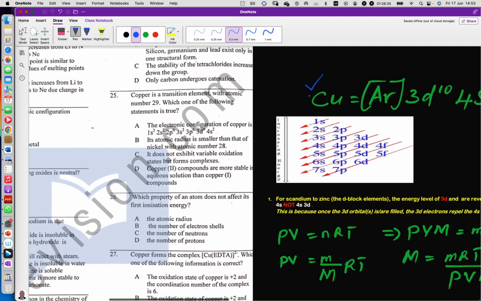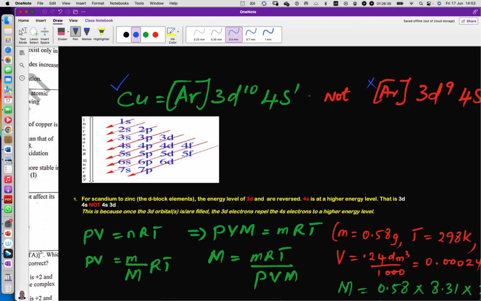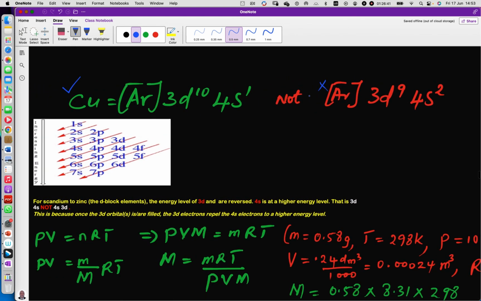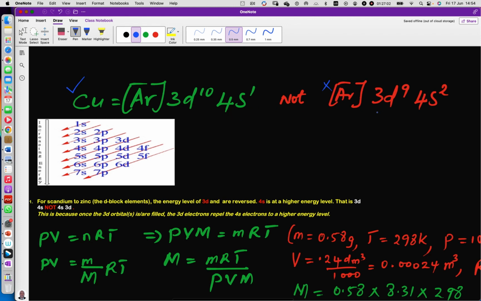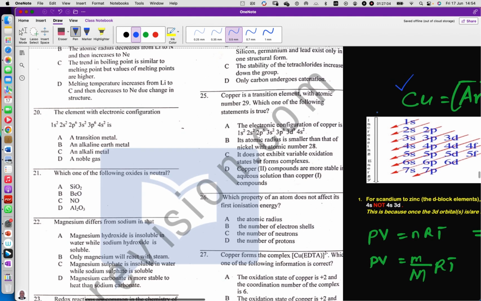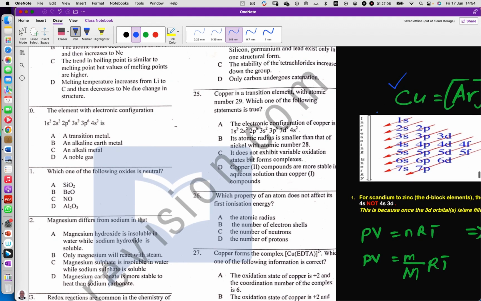Unlike what was given here as 3d9 4s2, it is not right as a transition metal. It is this one. This must be filled, and when this is filled, what happens? It repels the electron to a higher energy level. So this is the electronic configuration: argon 3d10 4s1, not this one. So our answer for question number 25 is B.